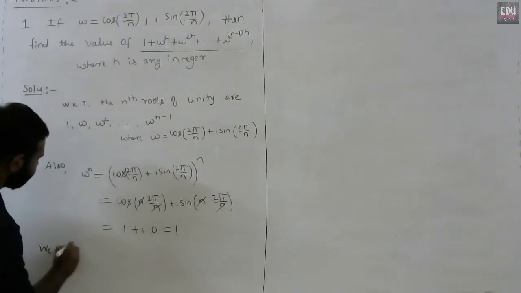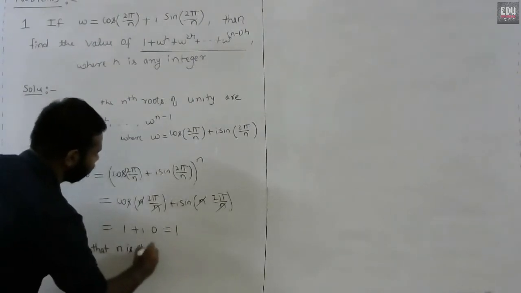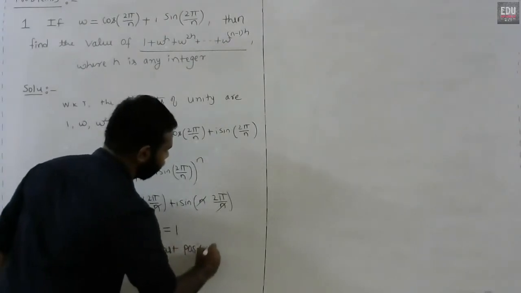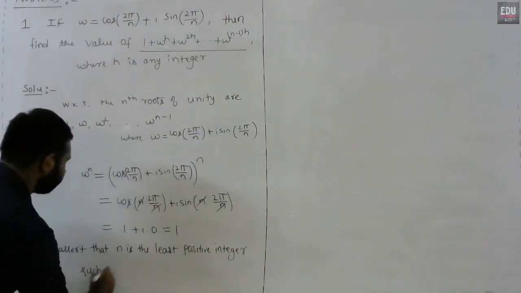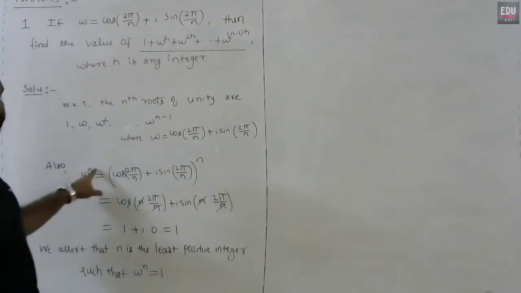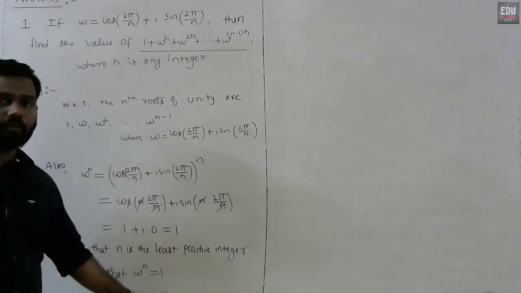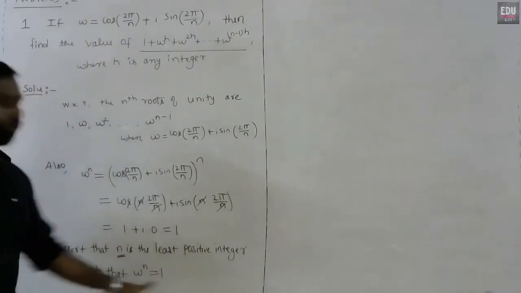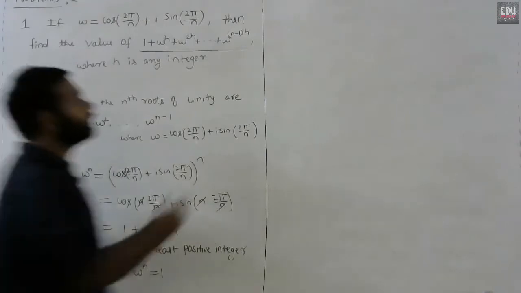Also, we assert that n is the least positive integer such that omega power n is 1. So n is the least positive integer with the property omega power n is equal to 1. That means there is no positive integer less than n with this property. So to prove this assertion, we'll start with a contradiction.